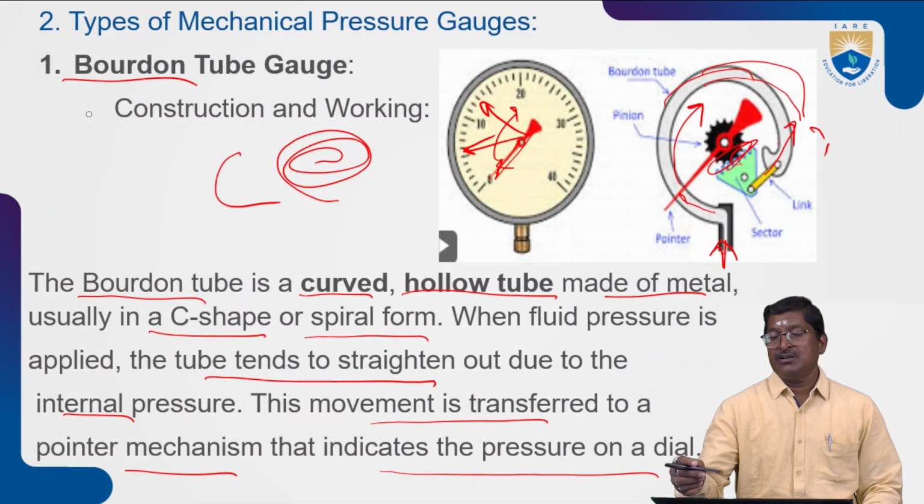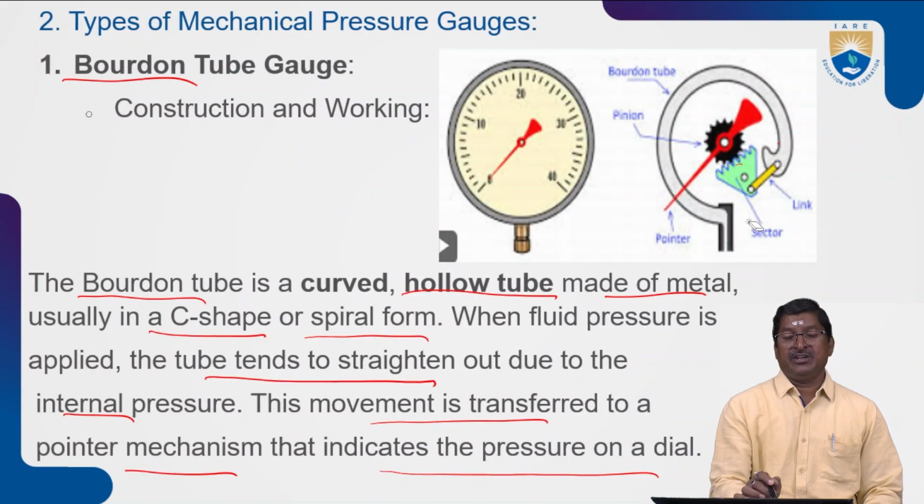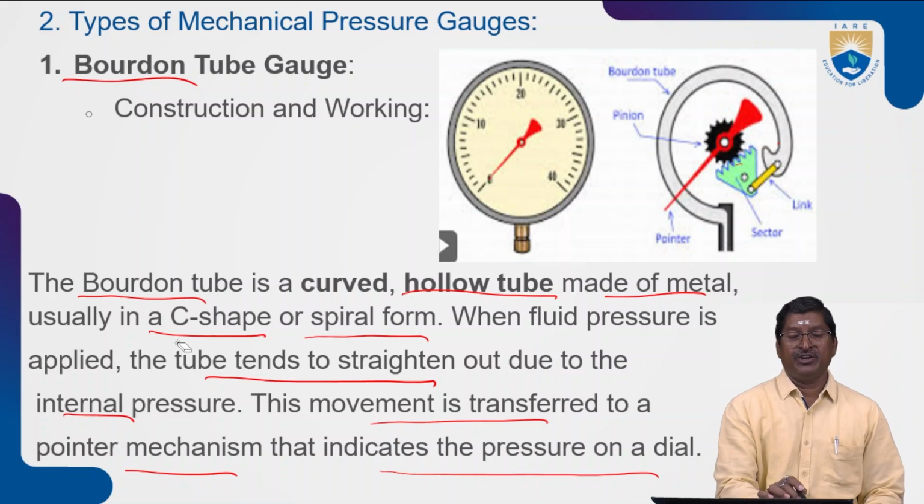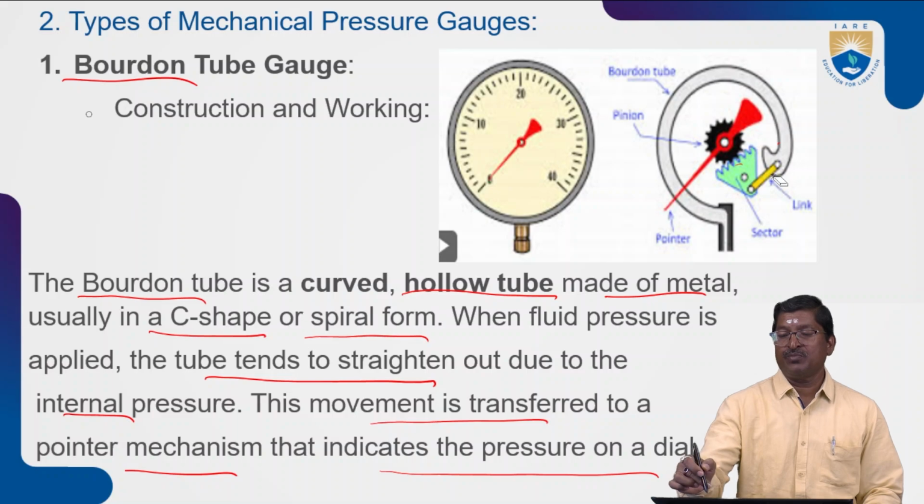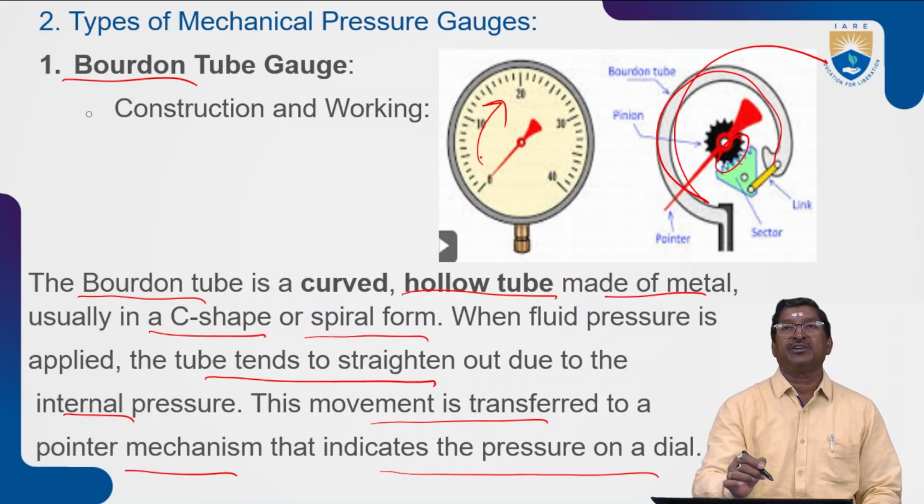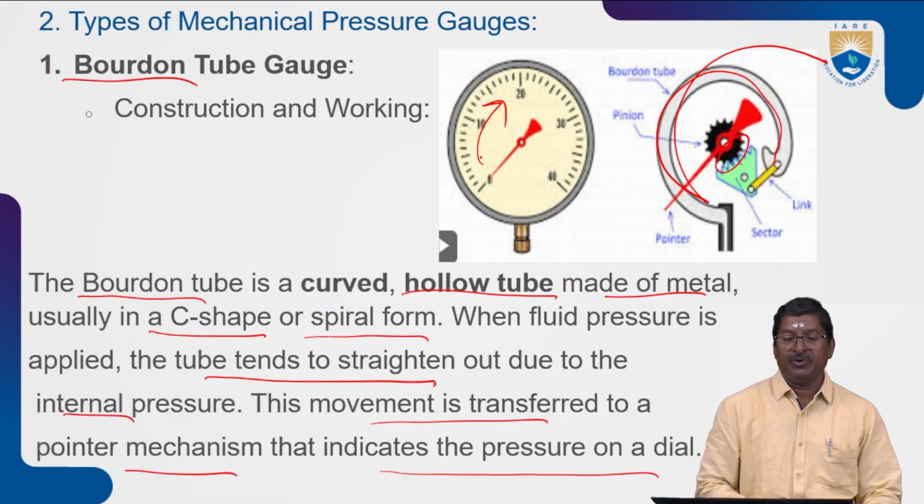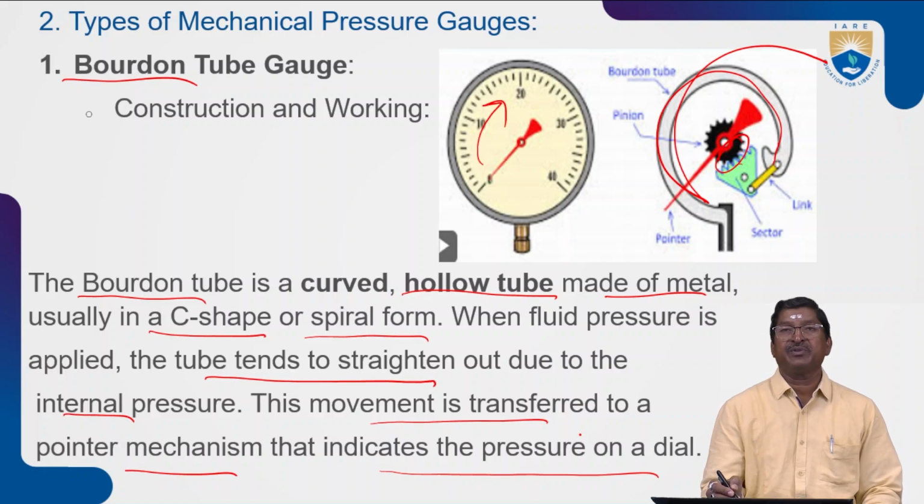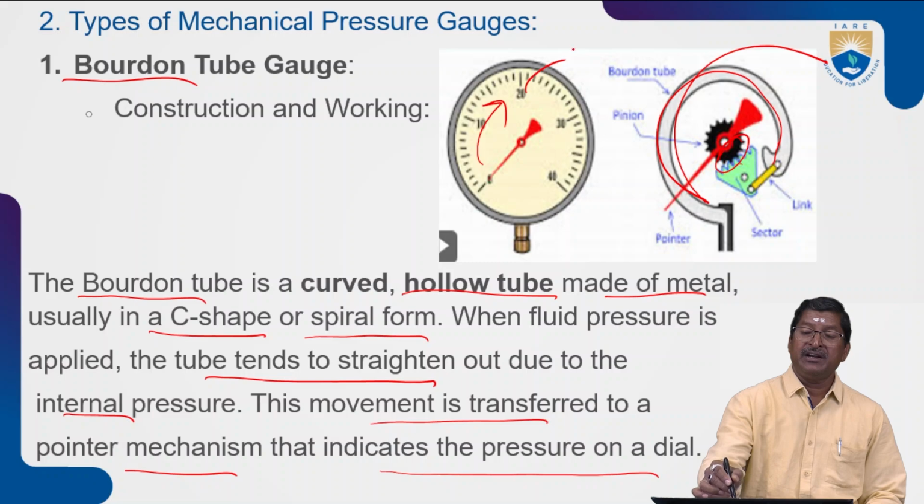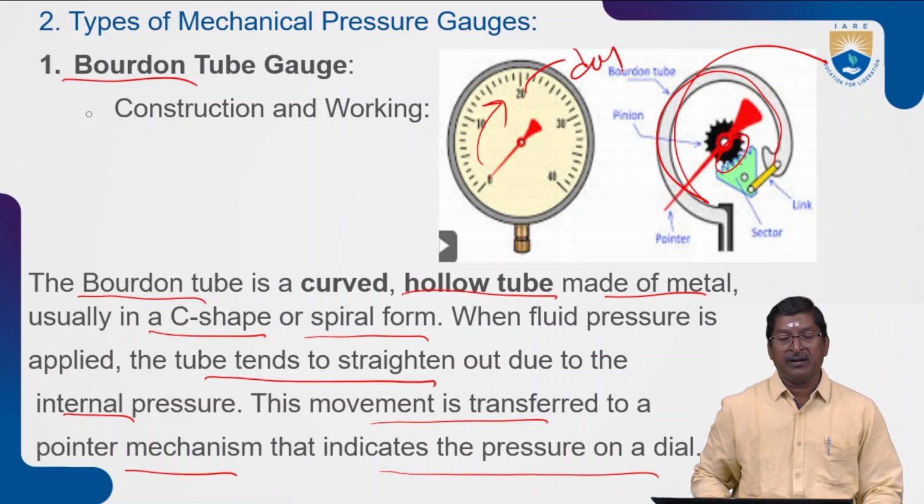You can see this figure. Here the Bourdon tube is a curved hollow tube made of metal. The shape is C-shape or spiral form. When pressure is applied, it tends to straighten. So this is a C-shape, and it will be straightened like this. That mechanism is attached to the pointer, so that the pointer will give the pressure of that particular fluid. The movement is transferred to a pointer mechanism which indicates the pressure on a dial. This is called a dial gauge.